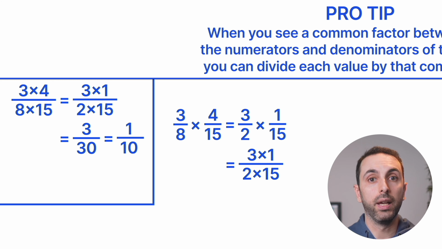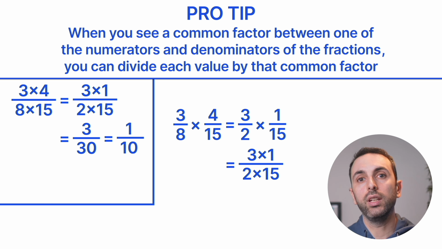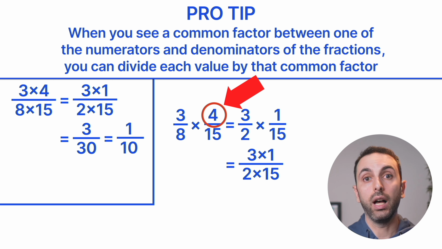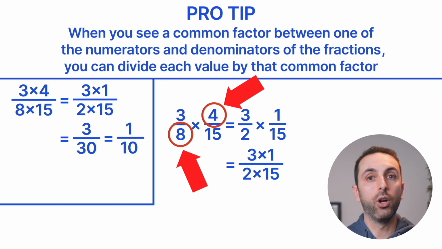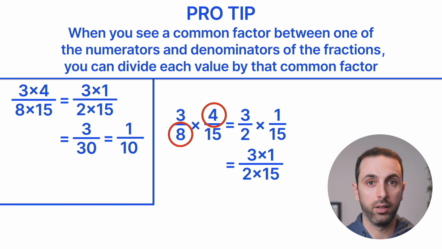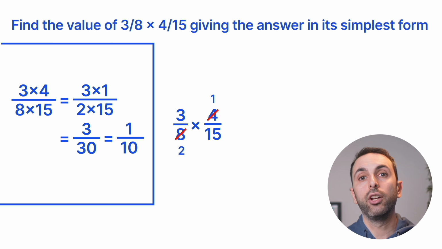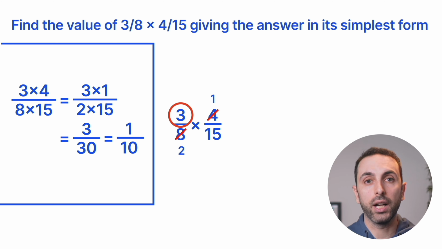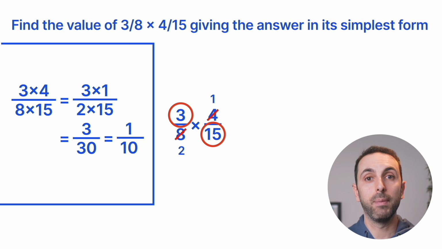So a pro tip here is that when applying the cancellation method, when we see common factors between one of the numerators of the fractions and one of the denominators of the fractions, we can divide those numbers by that common factor. We could now multiply these two fractions together before simplifying. However, I notice another common factor between the numerator of the first fraction and the denominator of the second fraction. Let's apply this cancellation method again.